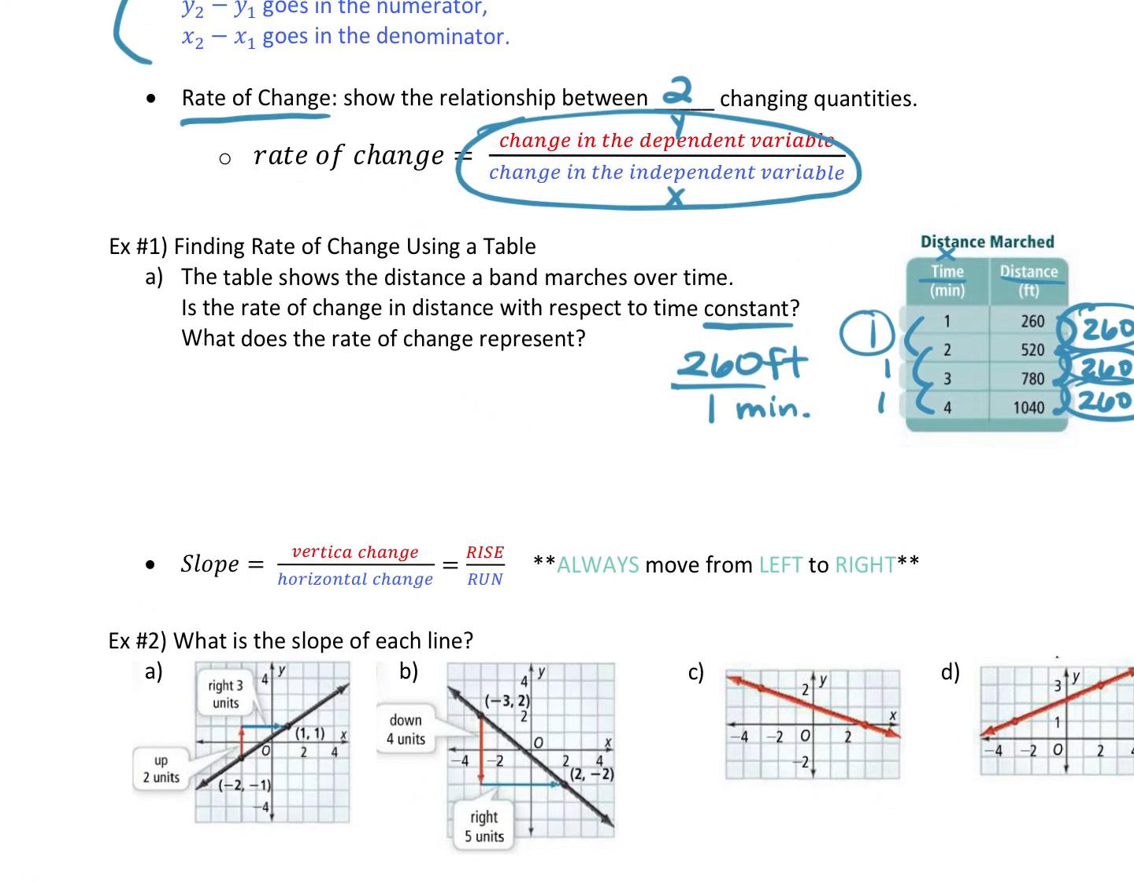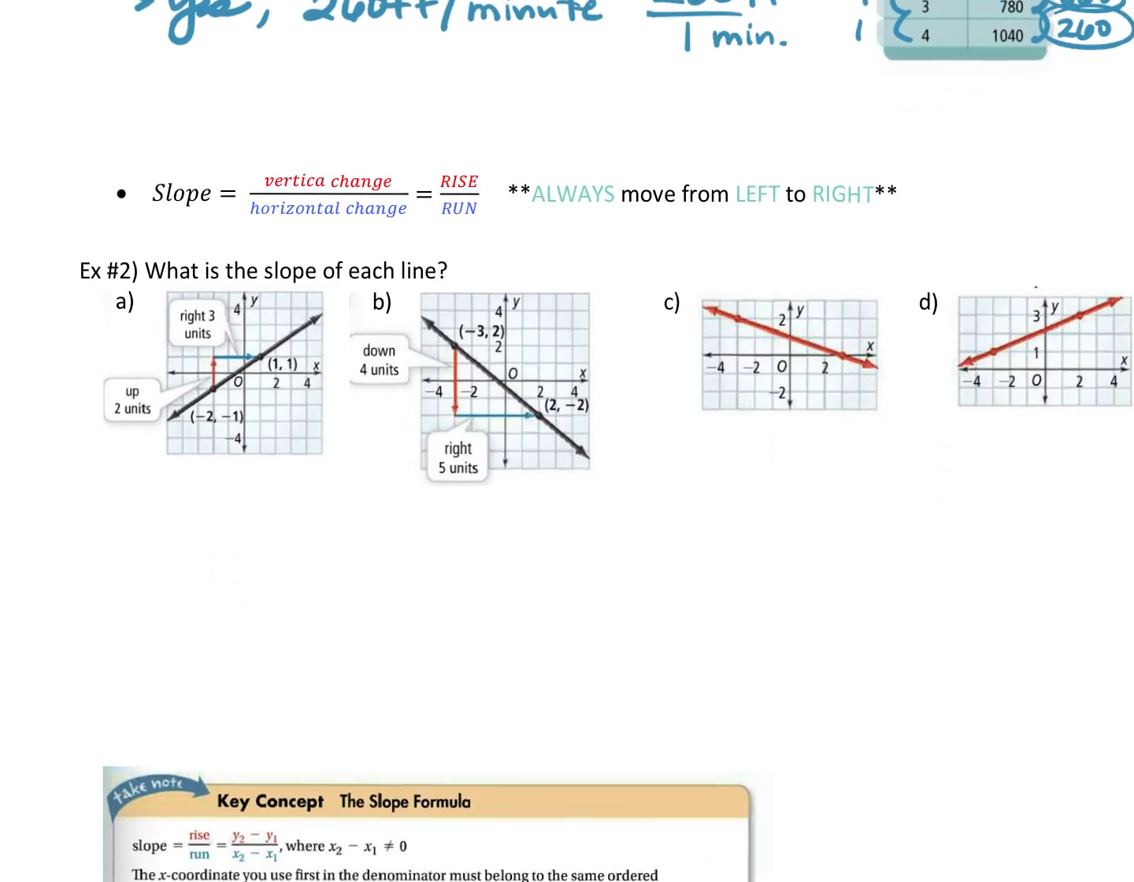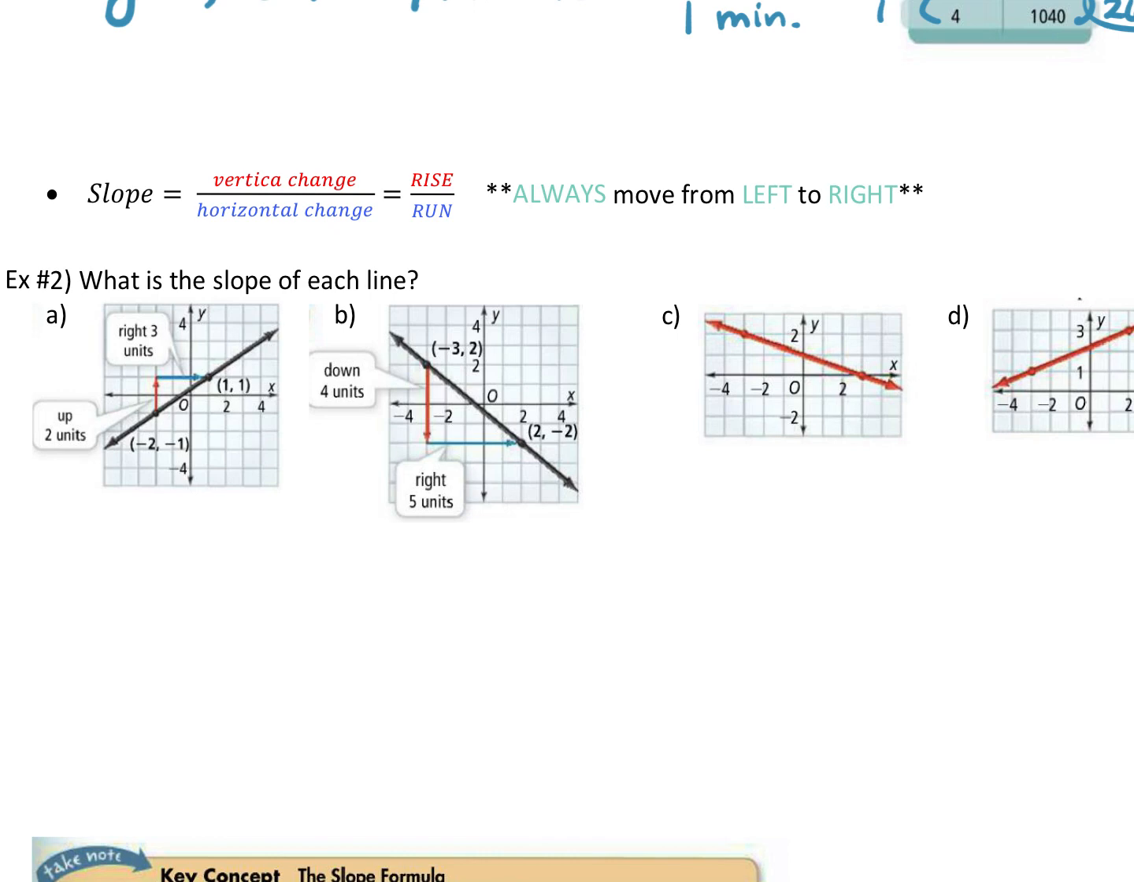So the answer to this one is yes. And we would say it's 260 feet per minute that the band is marching. Okay, every minute they march another 260 feet. Does that make sense? Okay, so that is all related to slope. A rate of change is a slope. And if you've heard of slope before, which I'm assuming all of you have in some way, shape, or form, there's a lot of ways to think of it.